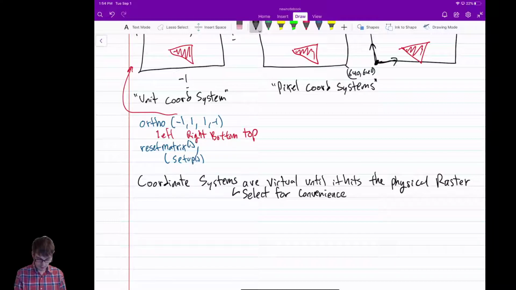and we select them for convention. Right? If you're doing something from math and you're familiar with a certain coordinate system, it just might feel comfortable, or it might make sense for you to use the same coordinate system. So I'm going to introduce some vocab here.